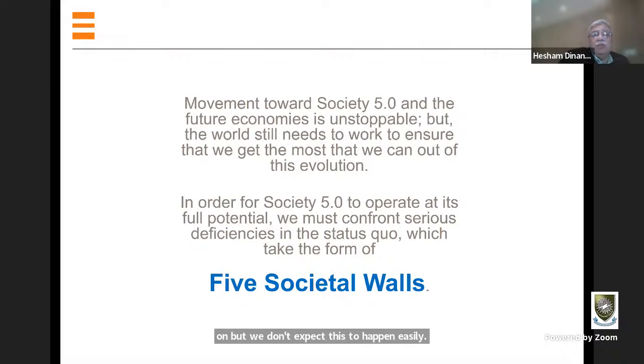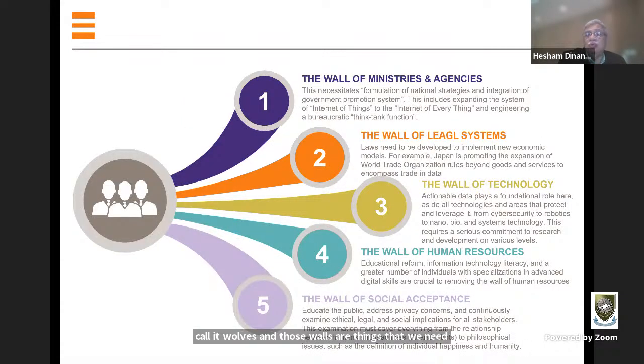It's a journey that's going to be mired with what I call walls. And those walls are the things that we need to penetrate for Society 5.0 to mature. The first is, of course, the wall of ministries and agencies. Government plays a big role, either as a supporter for the development of Society 5.0 or a blocker, based on the policies they make. The wall of the legal systems, rules and regulations; the wall of technology and technology adoption and concerns about technology use, concerns related to cybersecurity and privacy issues; the wall of human resources, having people that are capable of dealing with these new economies; and the wall of social acceptance.